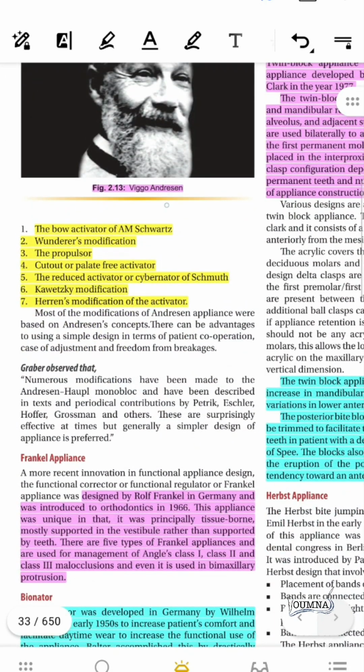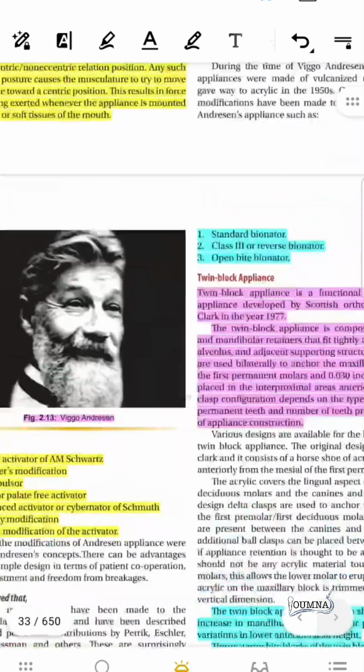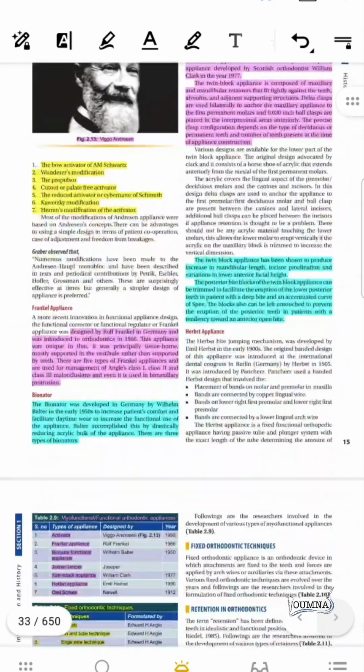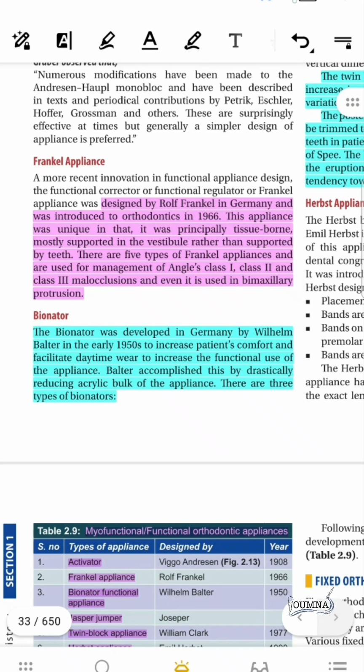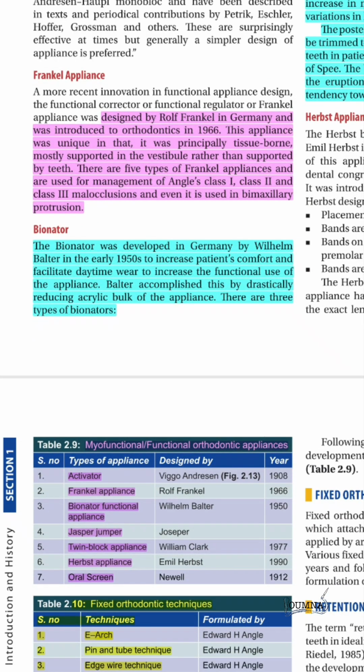This is Viggo Andresen, and there are many modifications of the activator or the monoblock. The Frankel appliance was developed in Germany in 1966. It is tissue-borne, mostly supported in the vestibule rather than by the teeth, and it has 5 types that can be used to manage Angle's class 1, class 2, and class 3 malocclusions. The bionator was also developed in Germany in the 1950s.